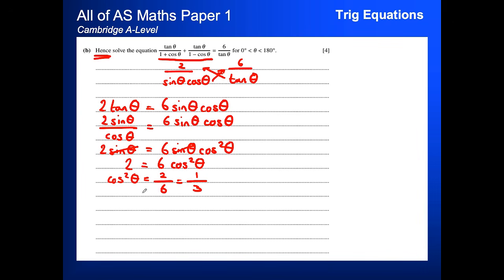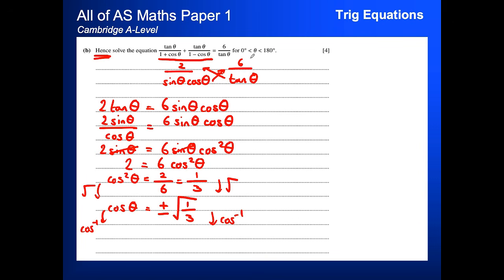At this point, I want to get cos, or theta, on its own, so I need to square root on both sides. That gives me that cosine of theta is equal to, be very careful here, plus minus the square root of 1/3. And now to find our two answers, all we need to do is get rid of the cos. So what's the opposite of cosine? Inverse cosine on both sides.